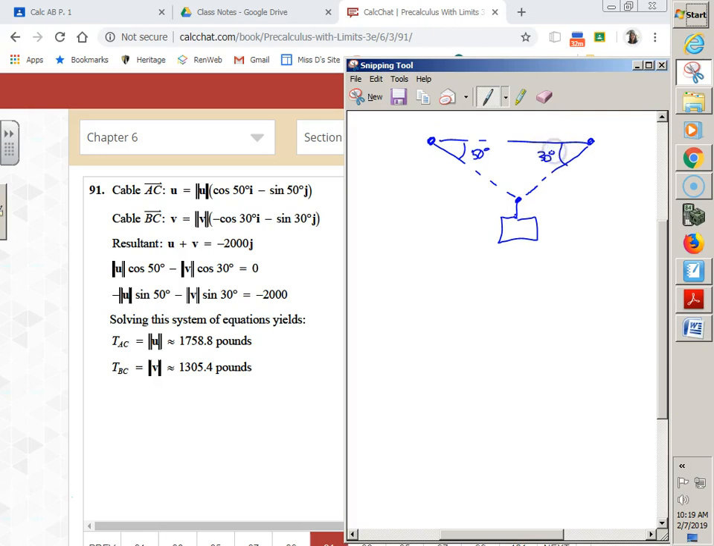50 degrees, 30 degrees. You could go ahead and talk about these as different vectors. Do they give it names? A is U, and he was the 50-degree one. Okay, so we can call him U. The other guy is V. There we go. The weight is 2,000?